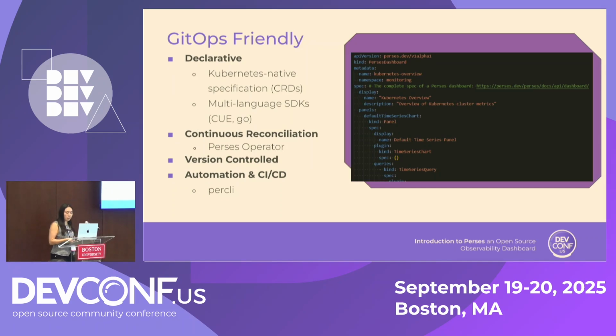The next principle in being GitOps friendly is being version controlled. Because the dashboard configurations are saved as custom resource files, they can be stored in Git, version controlled, and open for collaboration through PRs. And then the last principle is automation and CI/CD. The command line interface for Perses, which is called percli, is a critical component. It enables automation and validation of dashboards within CI/CD pipelines, making it easy to manage dashboards at scale.